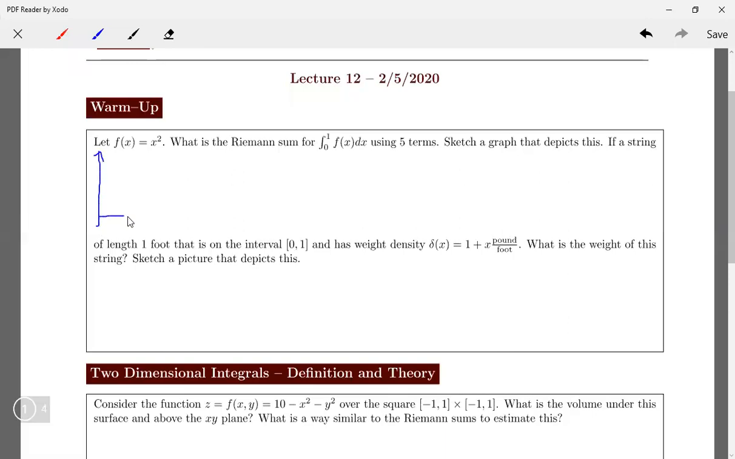That's the y-axis. This is the x-axis. And we're going to break the interval up. This is 1. We're going to break it up into 5 pieces: 1, 2, 3, 4, 5. Break it up into 5 pieces, each one a distance of 0.2. Okay, and then we have a graph of the function y is equal to x squared.